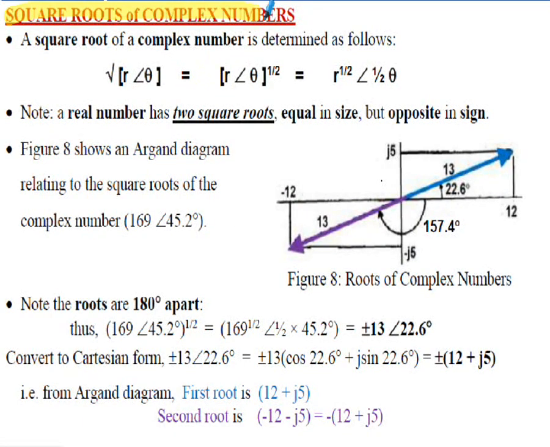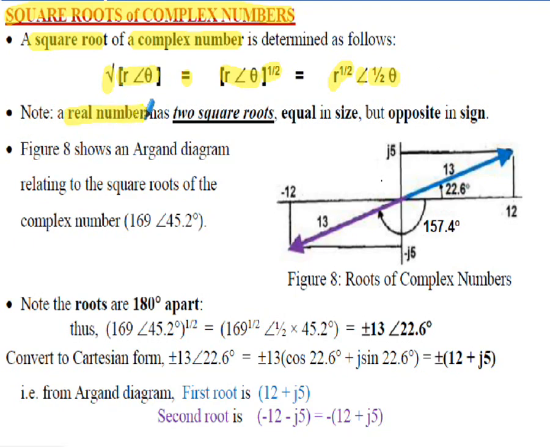Square roots of complex numbers. A square root of a complex number can be determined as follows. The square root of r argument theta, polar form, can be written as r argument theta raised to the power of a half, using our fractional index notation. Applying DeMoivre's theorem, that can now be written as r to the power of a half, argument a half times theta.